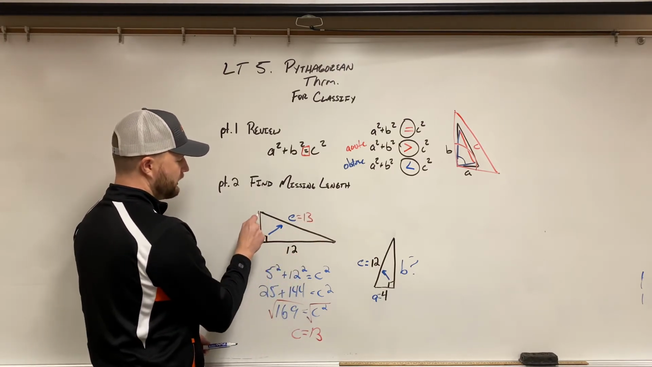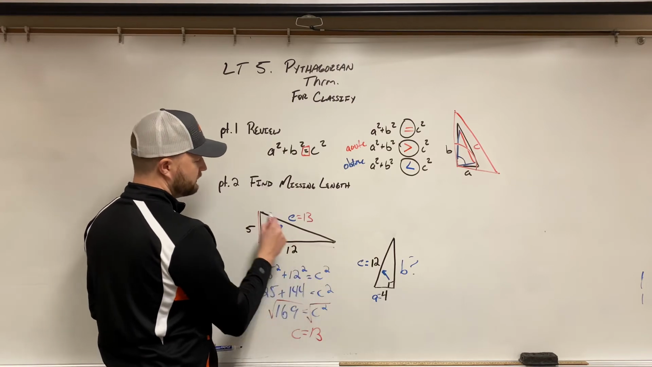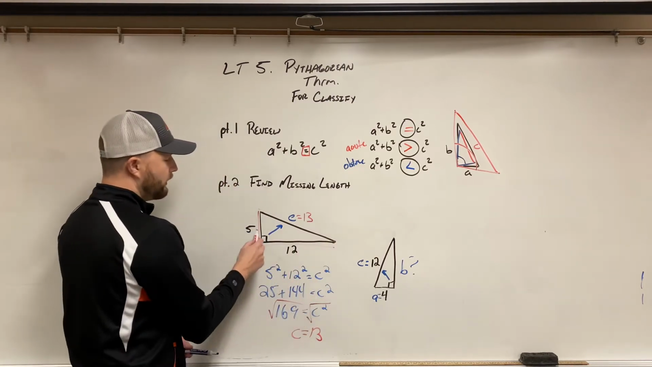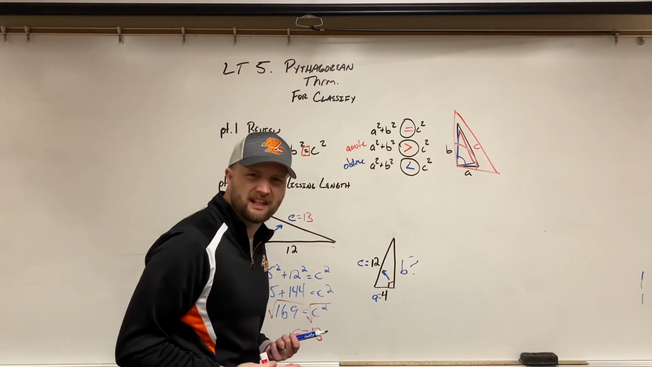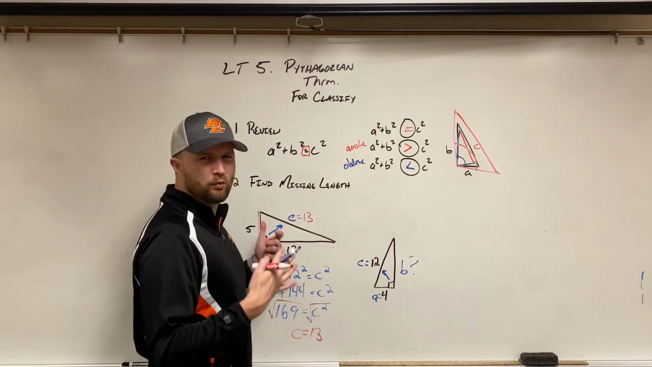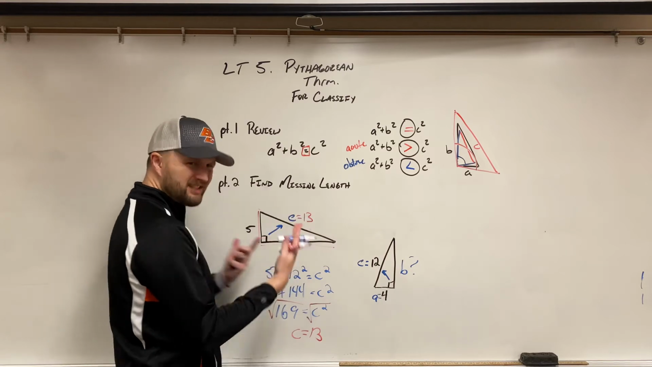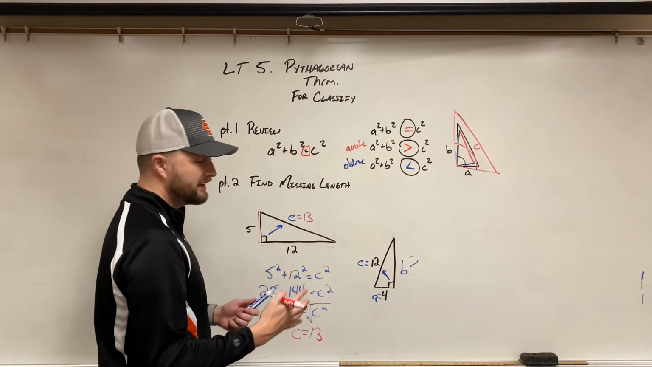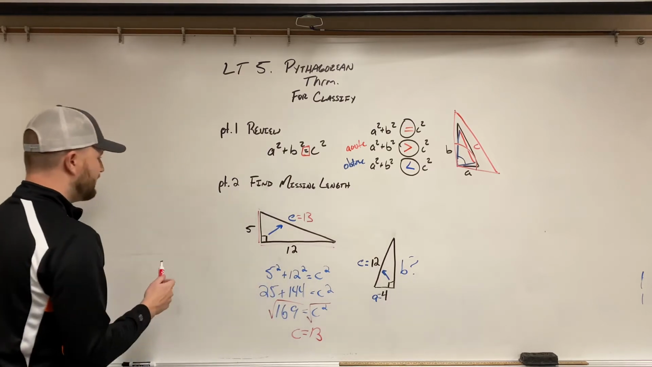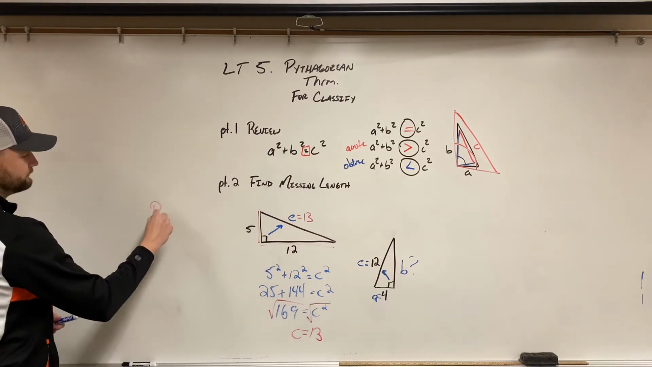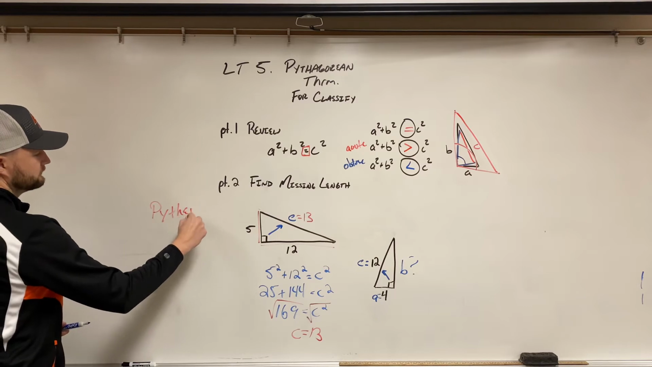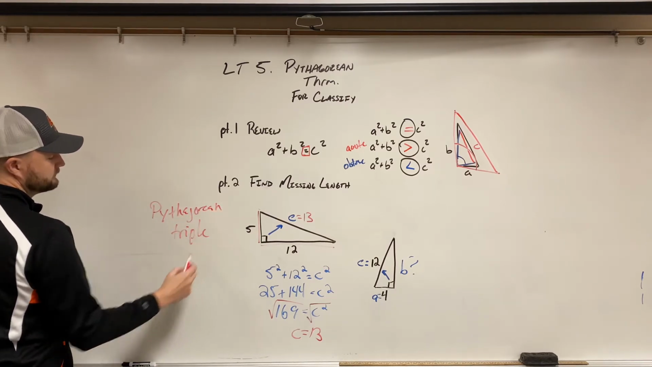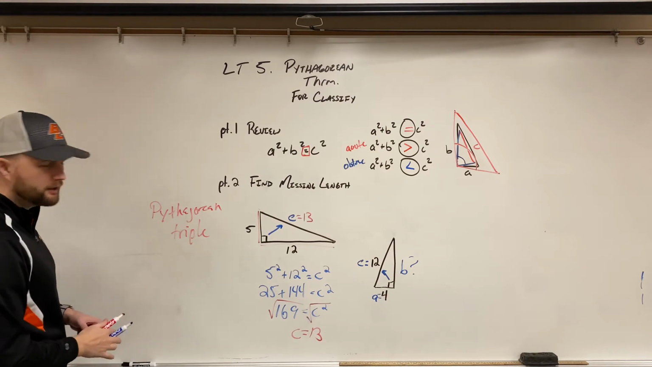So, whenever you have 5, then 12, the hypotenuse would be 13. So, when it works out perfectly like that, when a right triangle works with solid integers, no decimals, no fractions, okay, that actually has a separate name called a Pythagorean triple. Okay, so there's a few of them and they're in your notes packet.